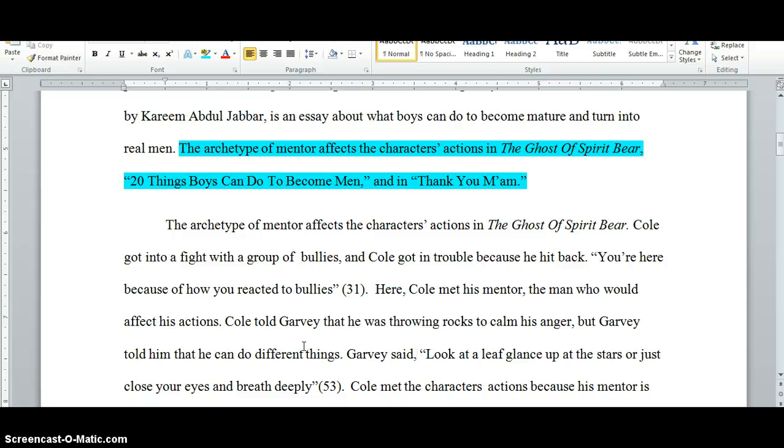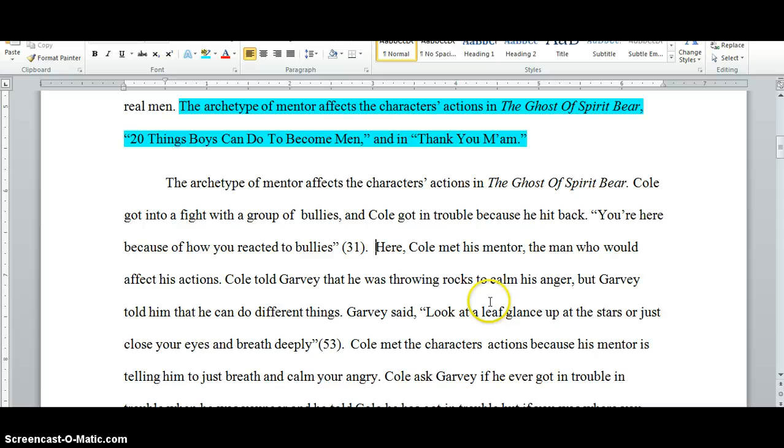That's where commas go. Also here, where people say things, Garvey said, and you use a comma. But most of the time it's when you have a bit of a pause that you use a comma. So like this: Cole met his mentor, the man who would affect his actions. Okay, so he said to do other things. So you have just a tiny bit of analysis where you're connecting it back to your thesis statement. You're saying that Cole is the one who would affect his actions.